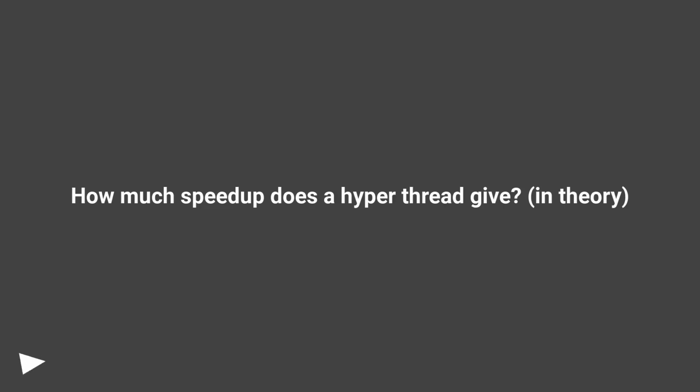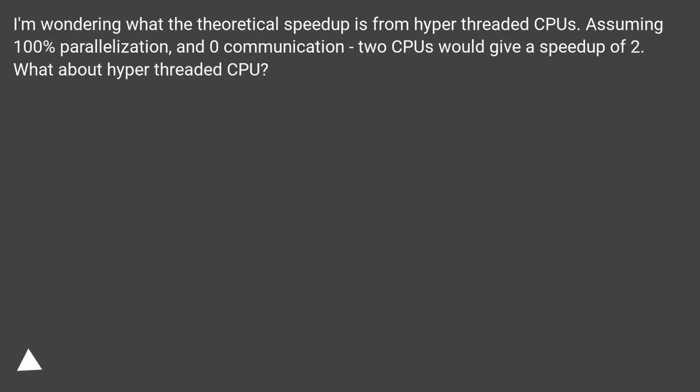How much speedup does a hyperthread give? In theory. I'm wondering what the theoretical speedup is from hyperthreaded CPUs. Assuming 100% parallelization and zero communication, 2 CPUs would give a speedup of 2. What about a hyperthreaded CPU?